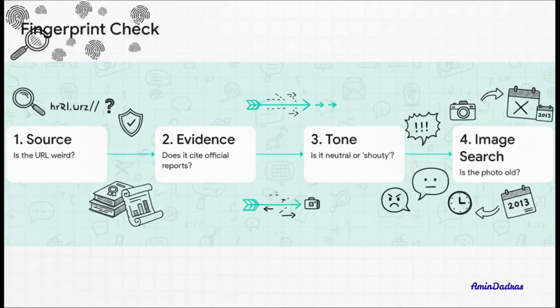So here's your new habit, your 4-step mental checklist. Number 1, check the source. Is that URL looking a little weird? 2, check the evidence. Are they actually citing any official reports or real sources? 3, check the tone. Is it trying to be neutral or is it basically yelling at you with emotional language? And 4, do a quick reverse image search on that photo. You might find out it's years old.